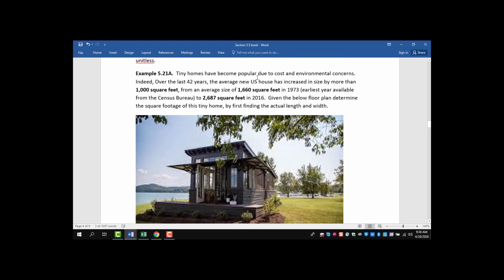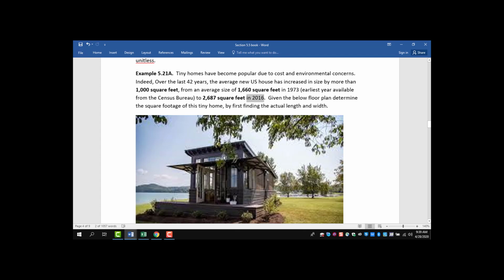Tiny homes have become popular due to the cost and environmental concerns. I love tiny homes. Indeed, over the last 42 years, the average new U.S. home has increased in size by over 1,000 square feet, from this in 1973 to this in 2016. Don't ask me why.